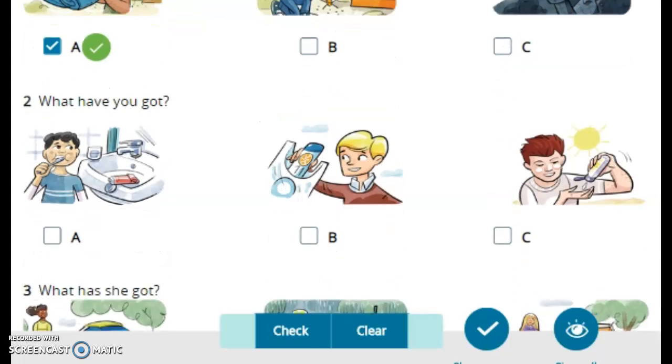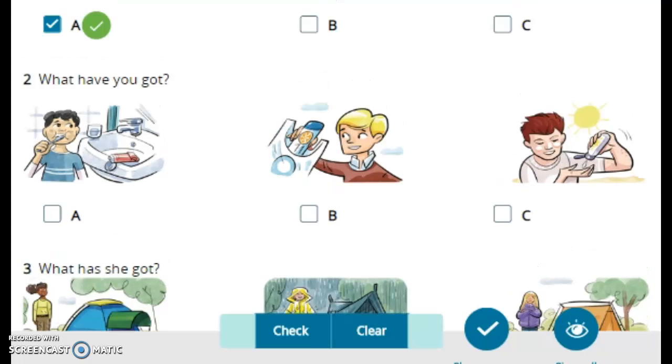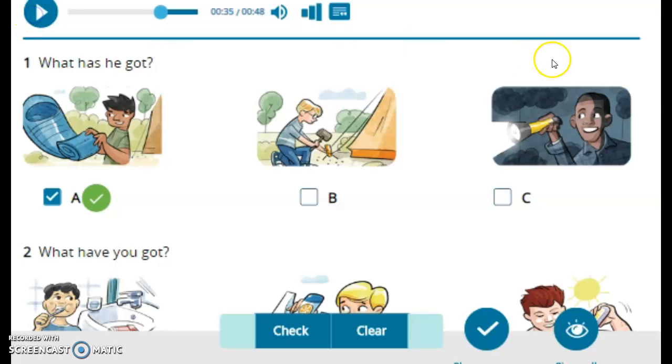2. What have you got? What have you got? Have you got sunscreen? No, I haven't. I've got shampoo.